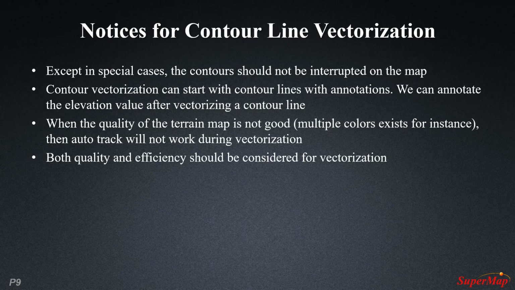Now these are some of the things that you need to keep in mind for contour line vectorization. Now, except in special cases, the contours should not be interrupted on the map. Contour vectorization can start with contour lines with annotations. We can annotate the elevation value after vectorizing a contour line. When the quality of the terrain map is not good, that is, multiple colors exist, for instance, then auto track will not work during vectorization. Please keep this in mind. This is very important. And finally, both quality and efficiency should be considered for vectorization.